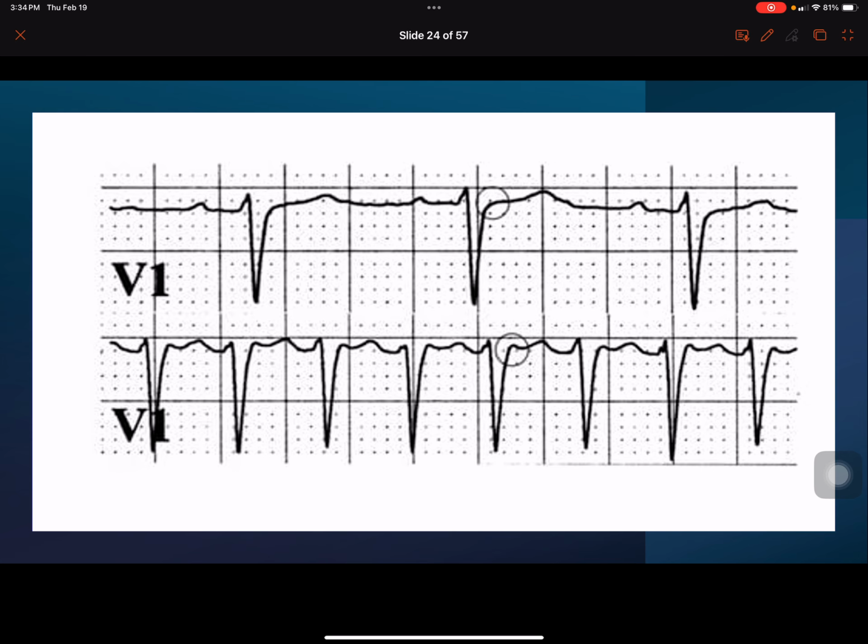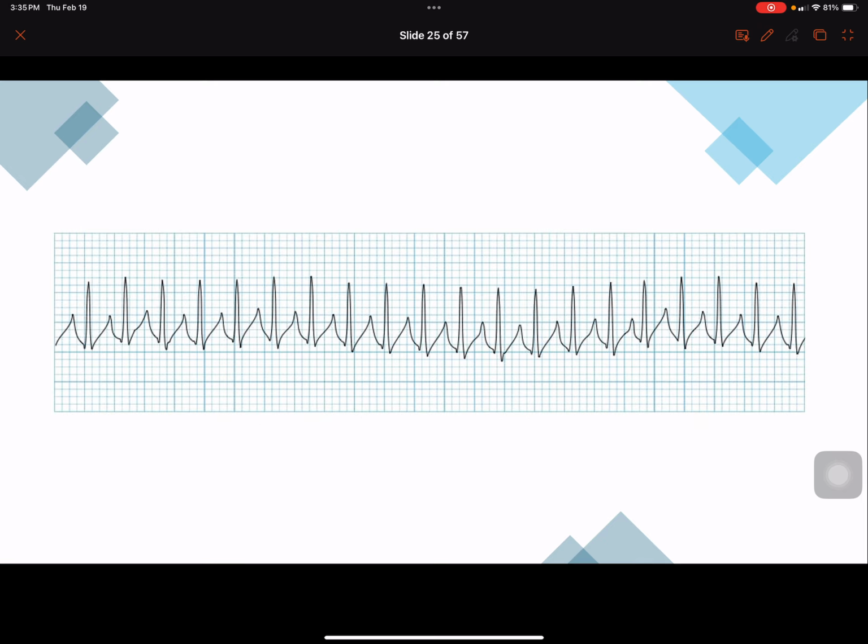Okay, so here we can see, again, that buried P wave. This is zooming in, so we can see here in lead V1 these little retrograde P waves. These are not ectopic signals to the QRS, but they're abnormal signals to the atria from the AV node. And that's a signal of that pathway.